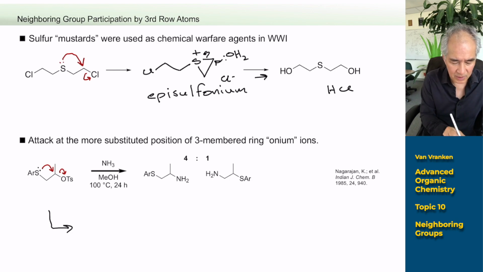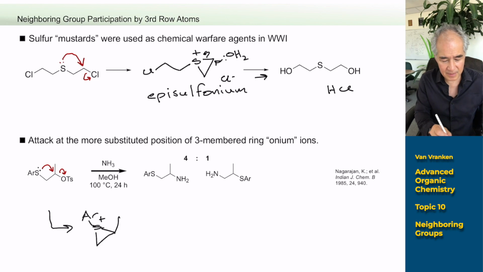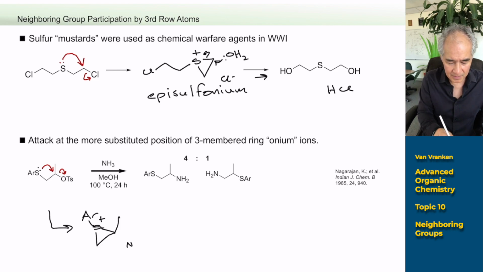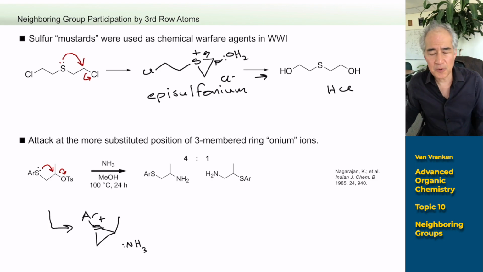So here's an example where if you include ammonia, that ammonia can open up that episulfonium ion. Let me go ahead and reverse the way that I've oriented that ring there. And so you end up with this episulfonium ion. And if you have ammonia in there, the ammonia is a good nucleophile that can attack. And that can open up the ring.